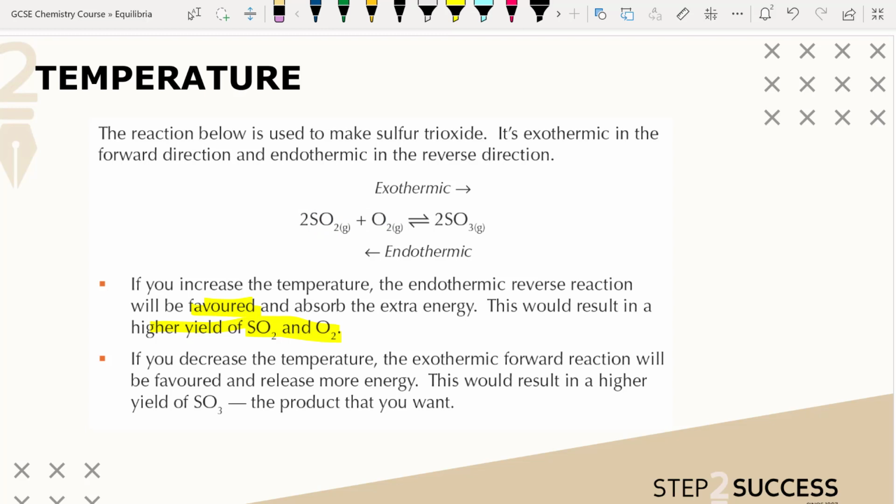If we decrease the temperature, we'd get more of the other side. It's just the exact opposite. So trying to remember one of those is the best way to do it. Increasing the temperature, you get more of the endothermic side. So therefore, if you decrease the temperature, you get less of it and you get more of the other side. It's quite easy to remember that way.